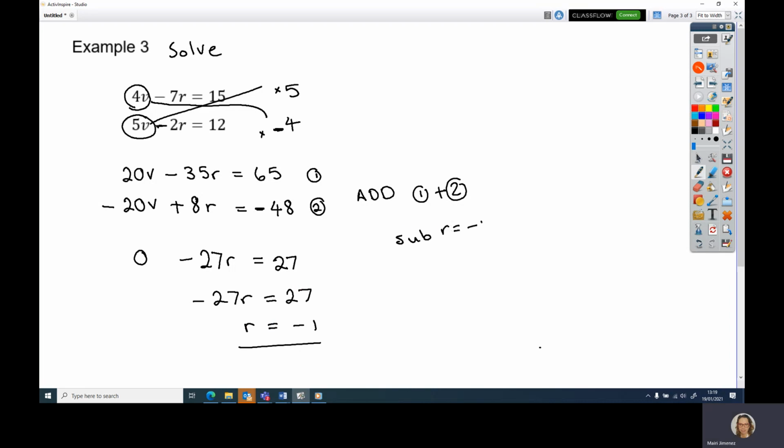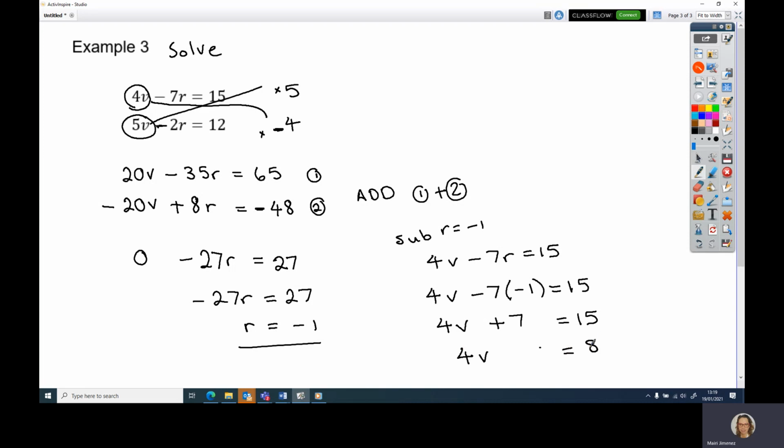Sub R equals -1 into the first equation. 4V subtract 7R equals 15. So 4V subtract 7 times -1, careful, equals 15. 4V, two negatives make a positive, so it's +7 equals 15. And then 4V equals 15 subtract 7, which is 8. And then V equals 2.